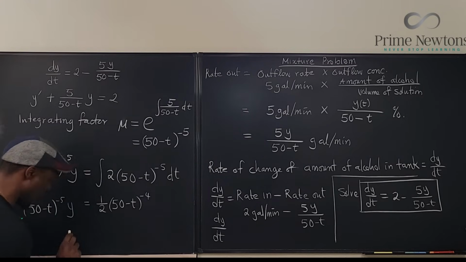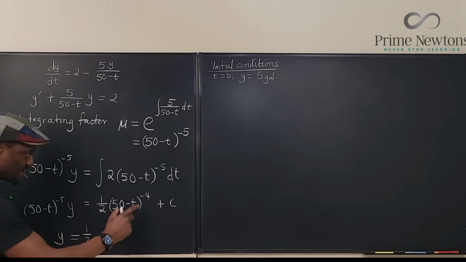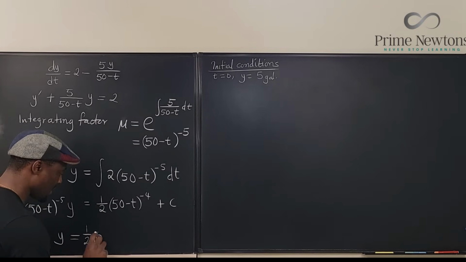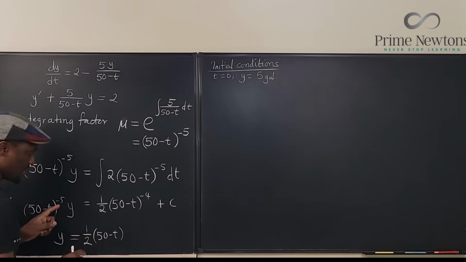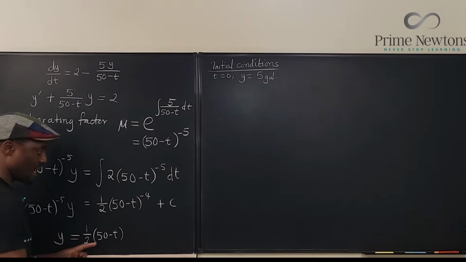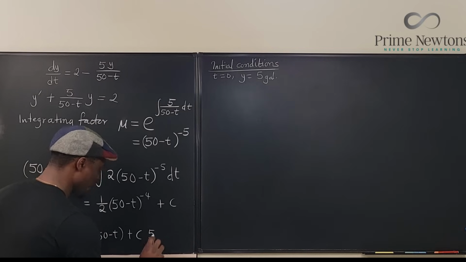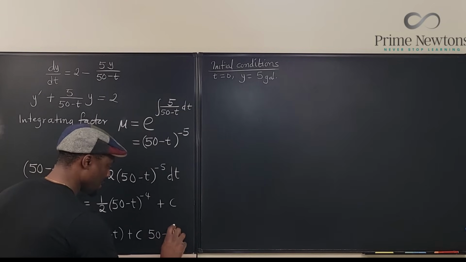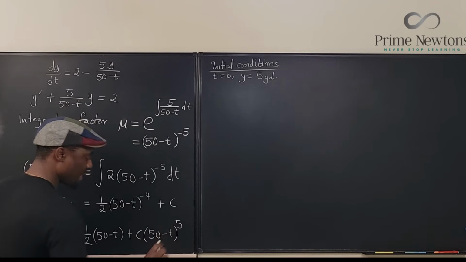So we can easily isolate y here. If you divide both sides by this, it's going to end up being 50 minus t raised to power 1. That's going to be 5 minus 4. And here it's going to be plus c times 50 minus t raised to power 5. That's what we're going to have.